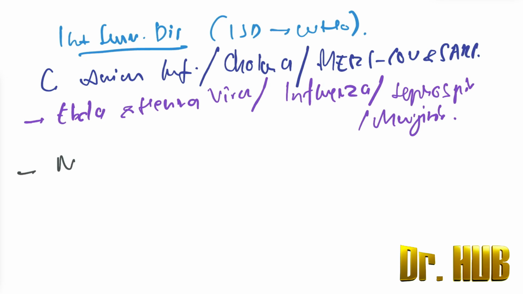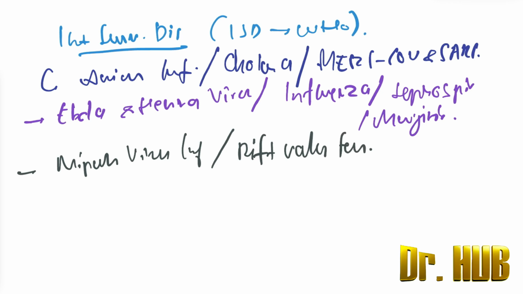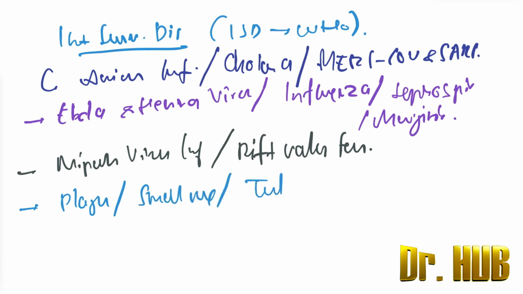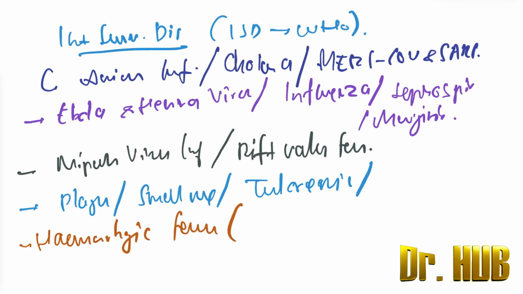Next, it includes the Nipah virus infection and the Rift Valley fever. So this is all the international surveillance diseases. Then there is also the plague. Then smallpox. There is tularemia. Next is the hemorrhagic fevers. There is hemorrhagic fevers, and this includes Lassa as well as Marburg.